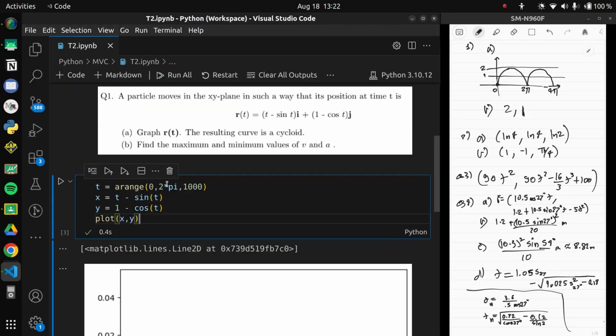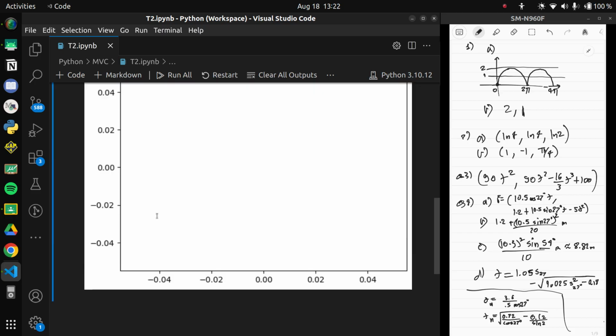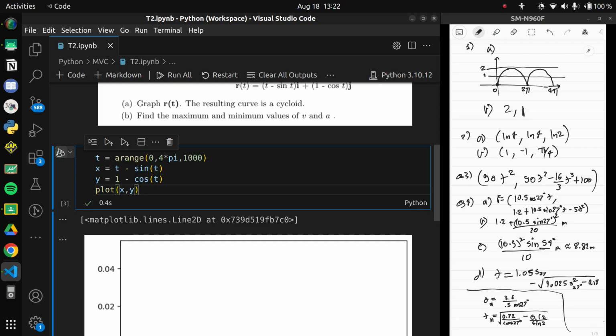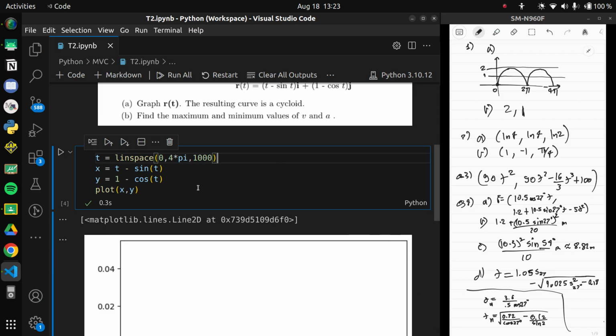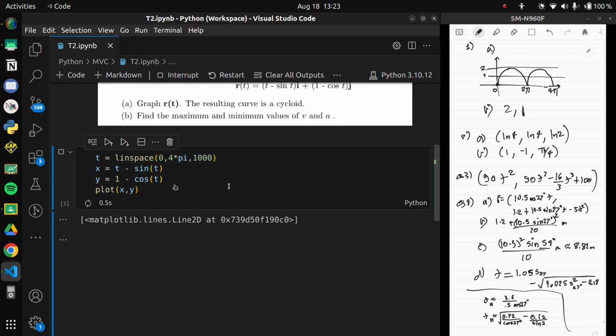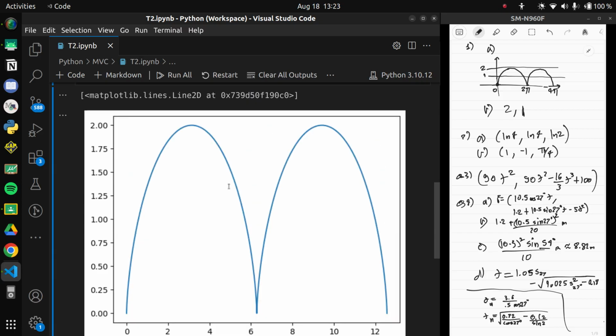Suppose we could just make this 4 pi or something. Why did it not work? This should, right? Oh, so arange doesn't work like that. Let's just use linspace instead. For arange, you actually have to give a resolution first. Sorry for that, it happens sometimes. Right, so that's how it is. So this will be 0, this will be 2 pi, 4 pi, whatever.